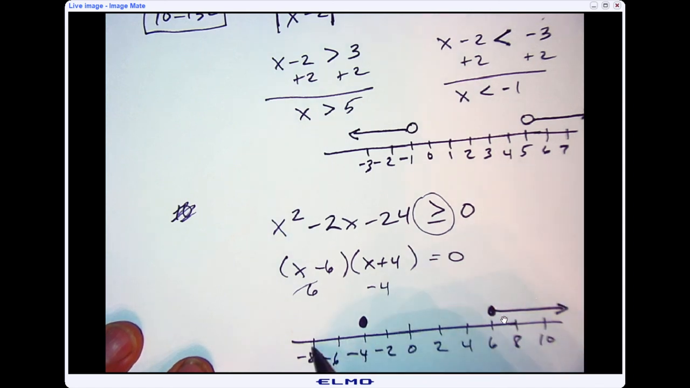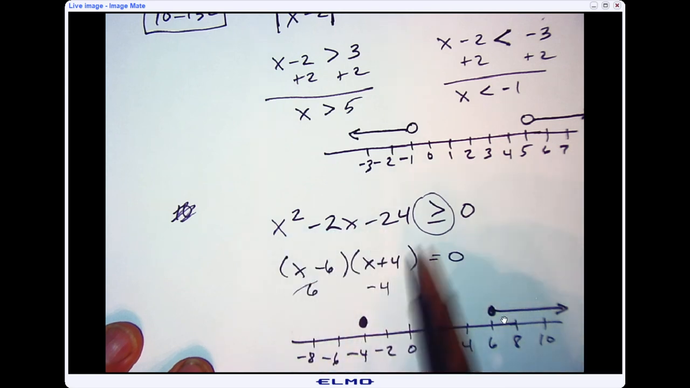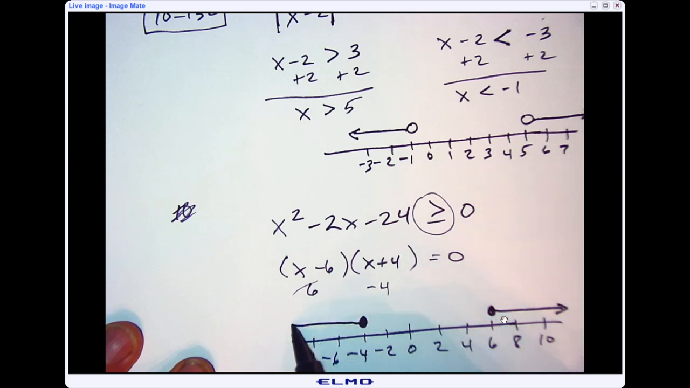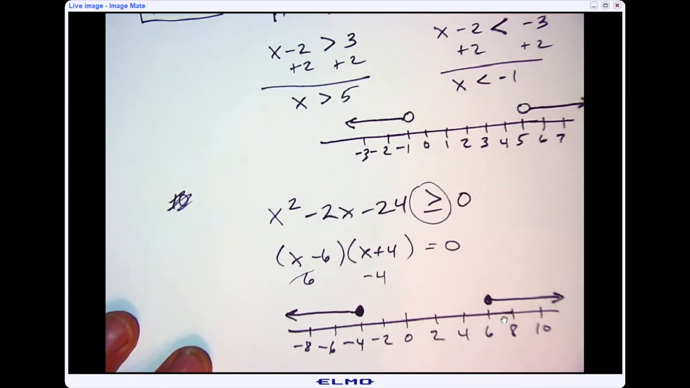Now if I try negative 6, negative 6 squared is 36. Negative 6 times negative 2 is 12. 36 and 12 is 48. Minus 24 is 24, which is definitely bigger than 0. Okay, so it would go this way.